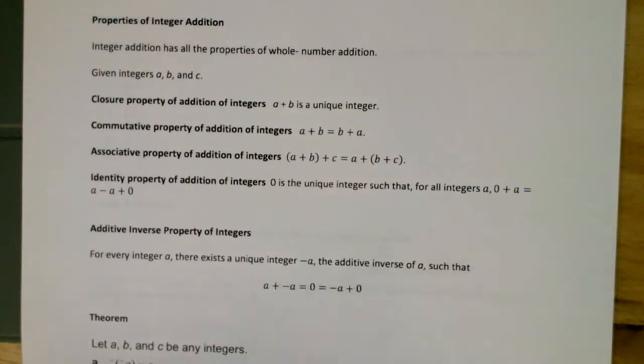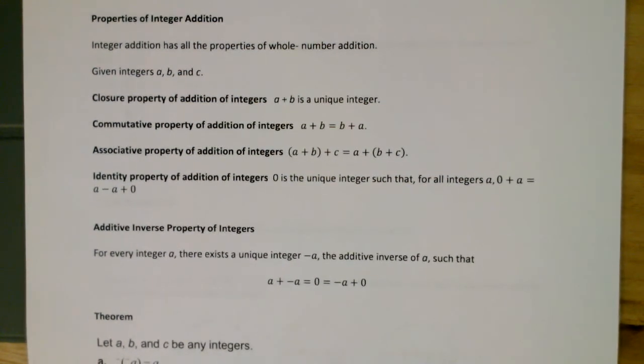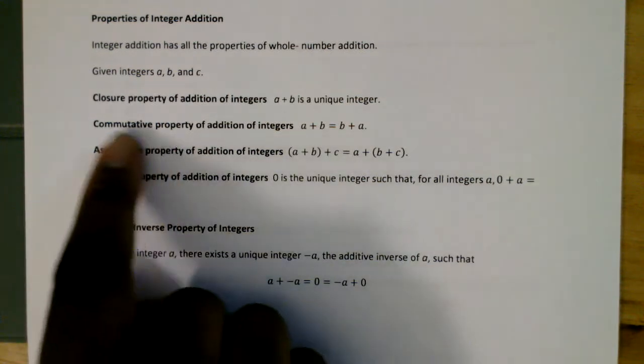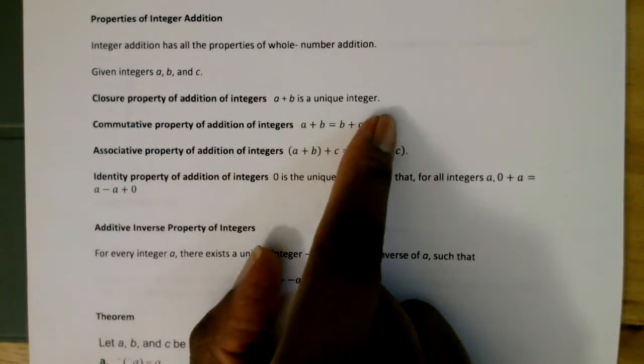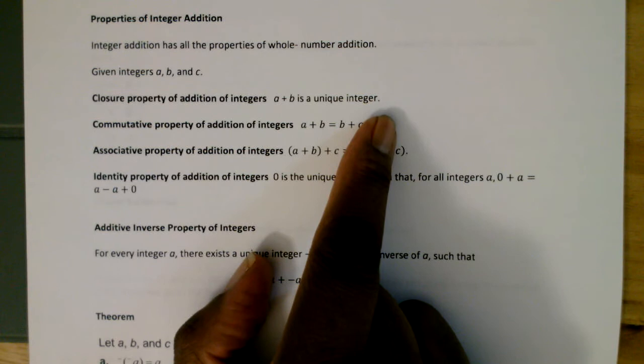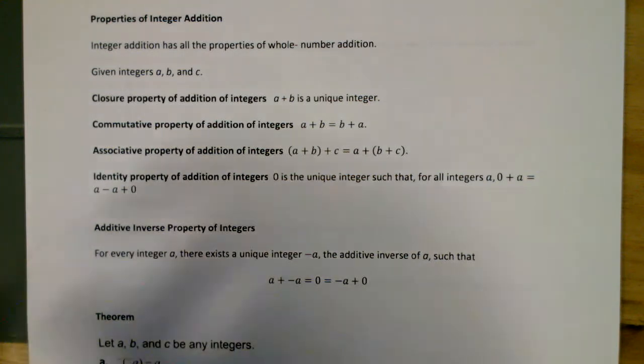All right, now let's look at some properties of integer addition. It says integer addition has all the properties of whole number addition. If we're given A, B, and C as integers, the closure property states that A plus B is a unique integer. So -7 plus 6, I would get a unique integer, in this case, -1.